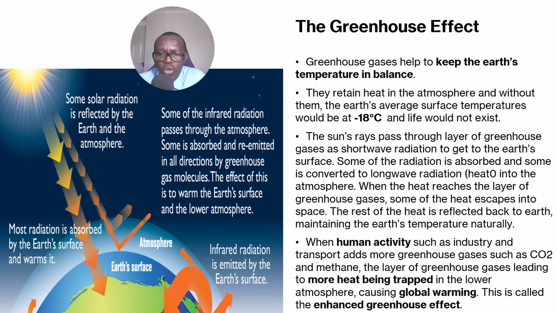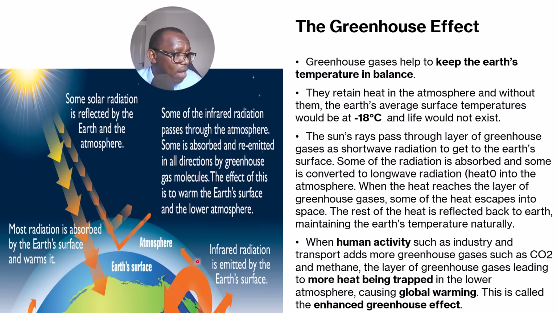So as we move on to present climate change, the first thing that we need to talk about is the greenhouse effect. So going to the diagram here, we can see that the sun's rays are coming down towards the Earth in the form of shortwave radiation. And when they get to the Earth, some of that heat is going to be absorbed by the Earth, and some of it is going to be converted into long wave radiation and is going to be reflected back up towards the atmosphere.